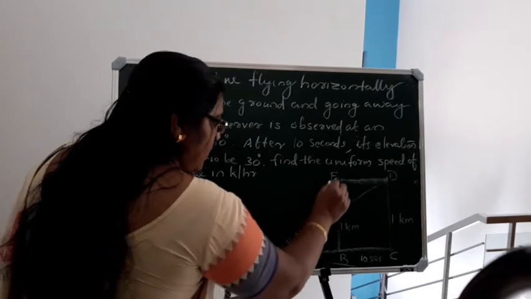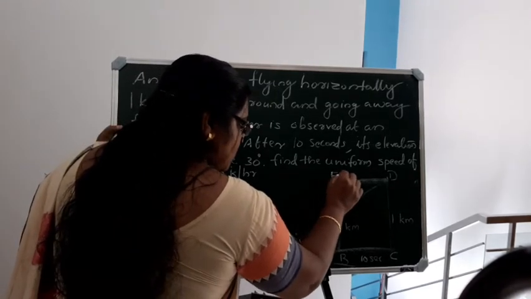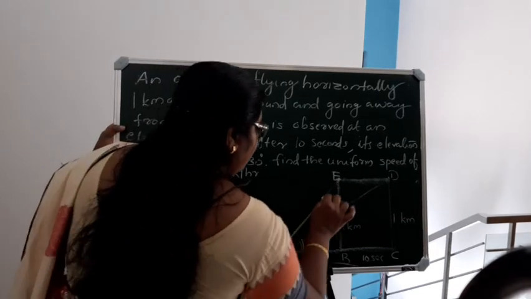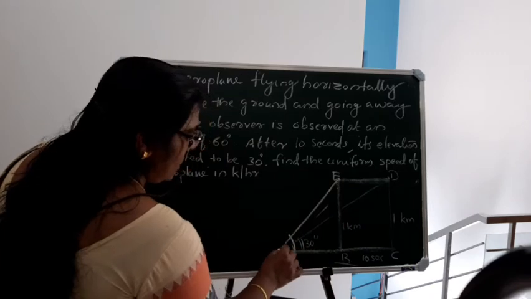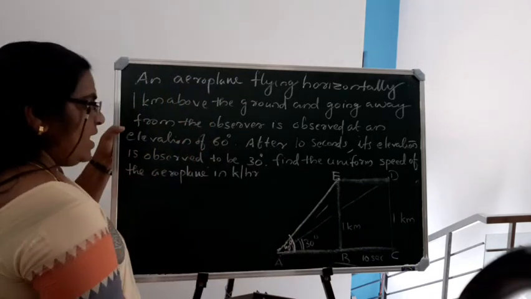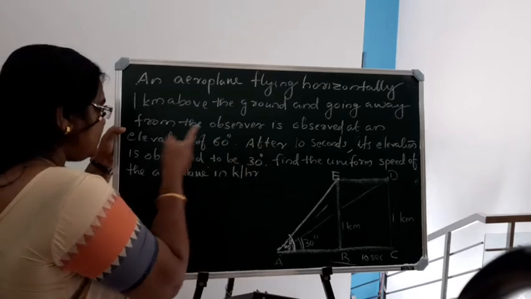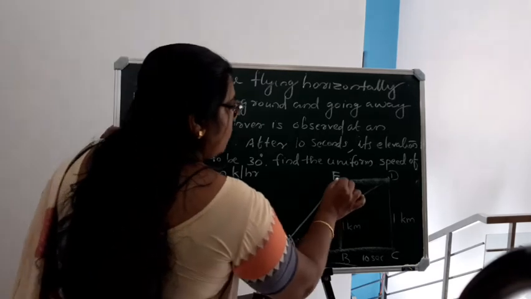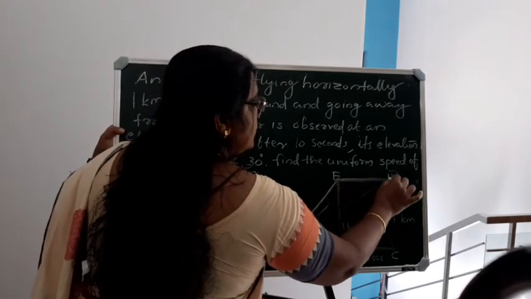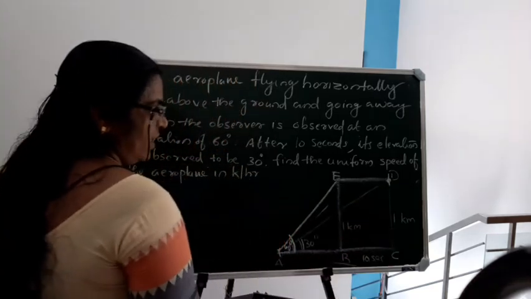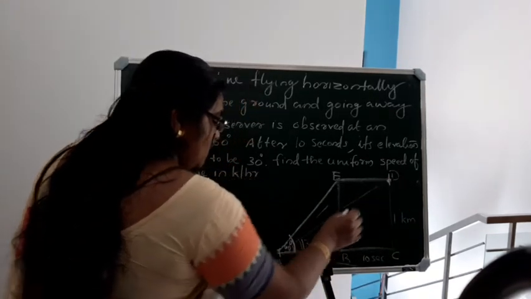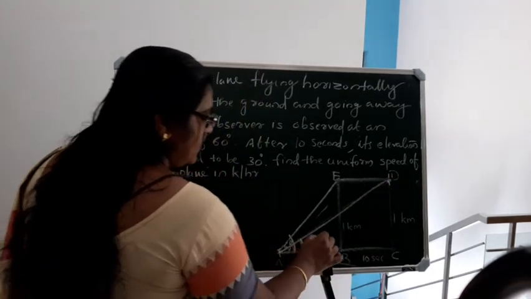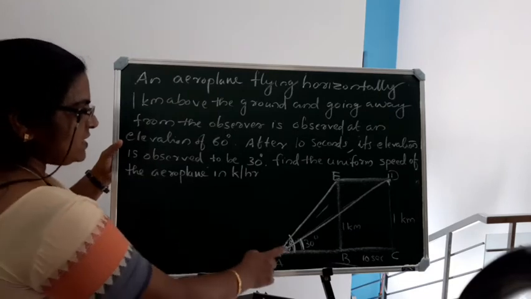When he is looking at the aeroplane, the first position is here, E. When he is looking at this point, the angle of elevation is equal to 60 degrees. Then after 10 seconds, its elevation is observed to be 30 degrees. After 10 seconds, the aeroplane moving horizontally reached this point D. At that time the angle of elevation is 30 degrees.